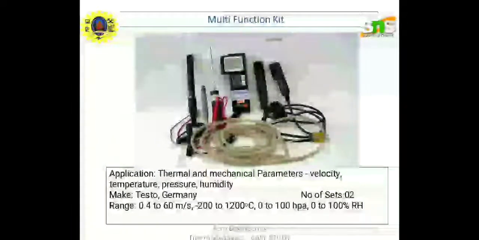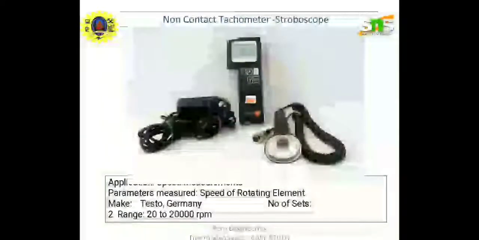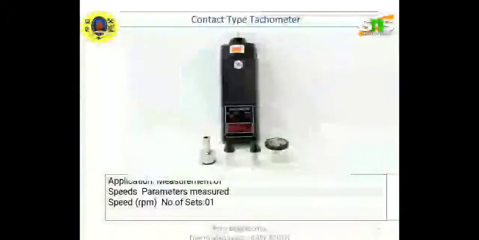It's made in Germany. The temperature, humidity, and thermal mechanical properties can be measured from here. The range is 0.4 to 16 meter per second. It's a non-contact tachometer stroboscope. The parameter measured is the speed of the rotating element. It's made in Germany. The range is 20 to 20,000 rpm. It's a tachometer, used for measuring speed, and the number of sets given is 1.